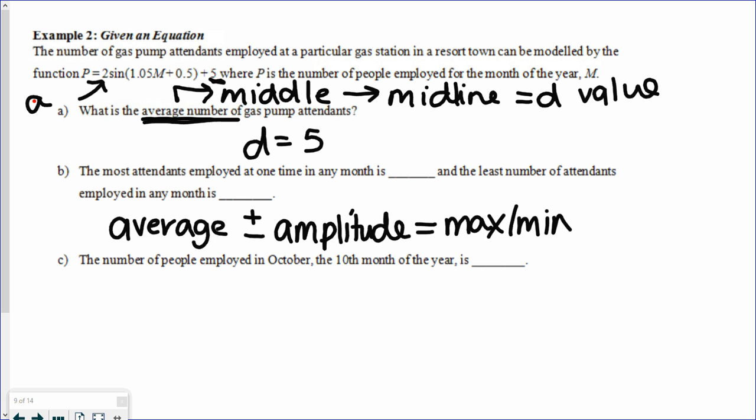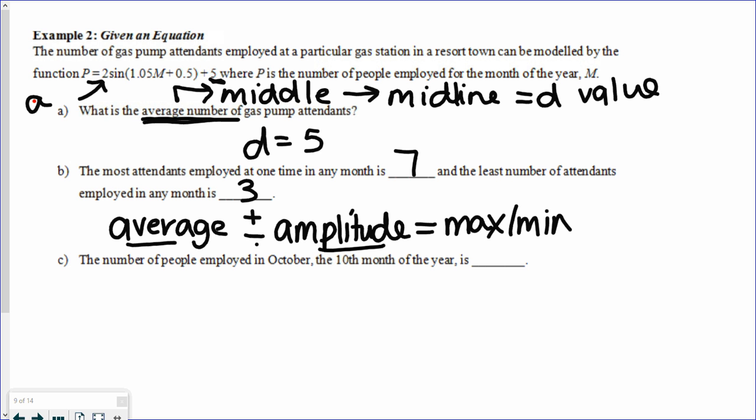So 2 above would be our maximum. The most, there's going to be 7 attendants working. And then if we take our average and subtract our amplitude, we would end up with 3 people as the least. So depending on what's going on during the year, there's 7 people working at the maximum, and at the minimum, there's 3 people working.